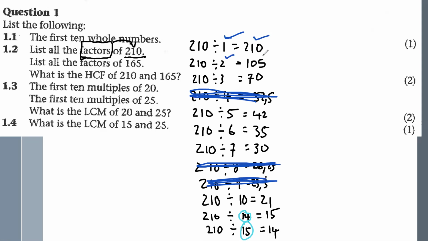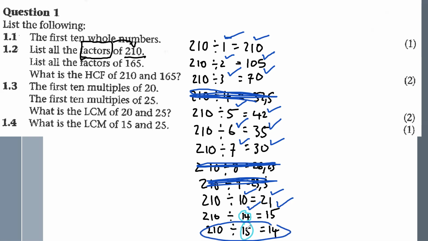2 is a factor, but that means 105 is also a factor. 3 is a factor, that means 70 is also a factor. 5 is a factor, that means 42 is also a factor. 6 is a factor, and so is 35. 7 is a factor, so is 30. 10 is a factor, so is 21. 14 is a factor, so is 15.